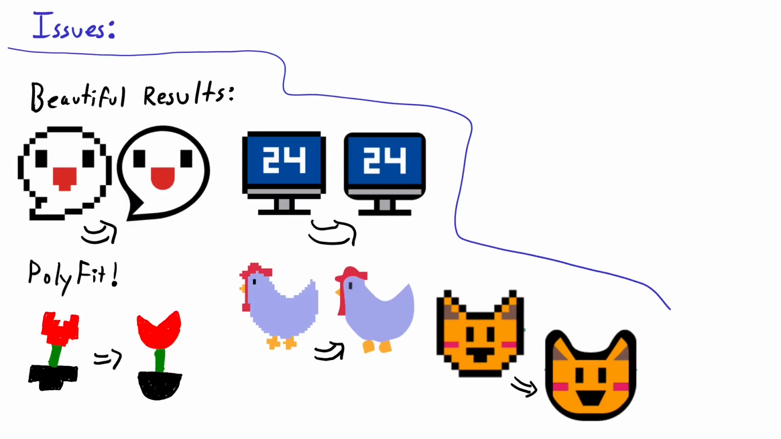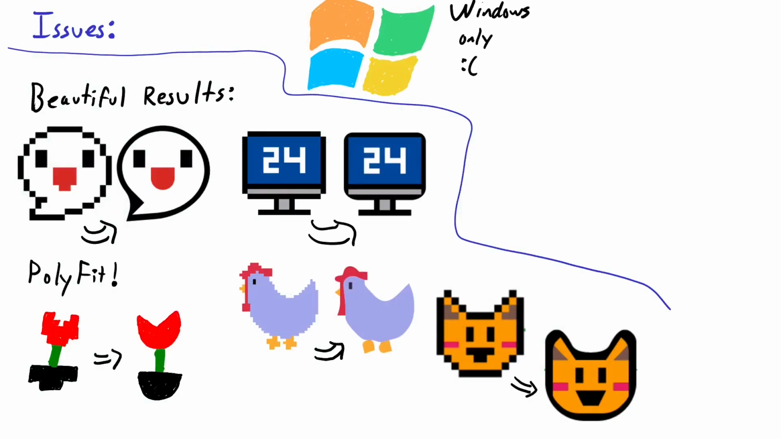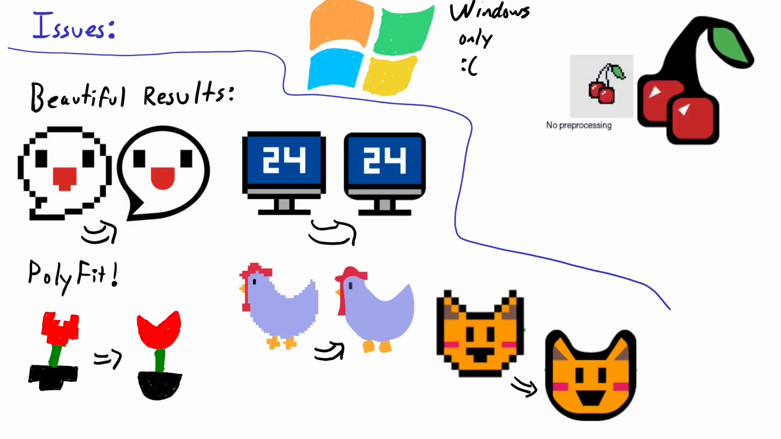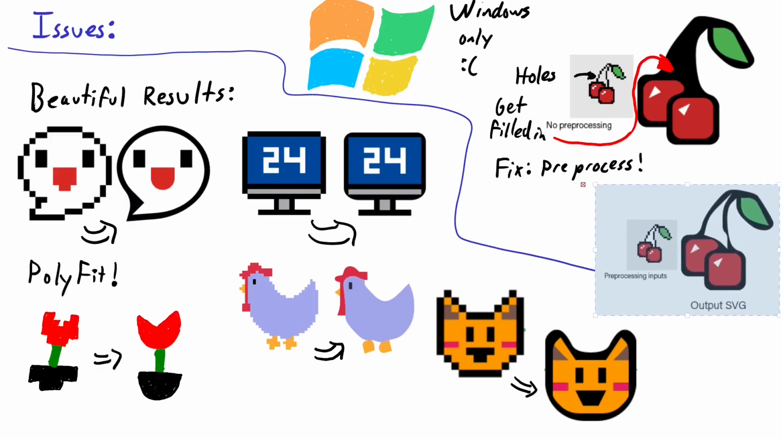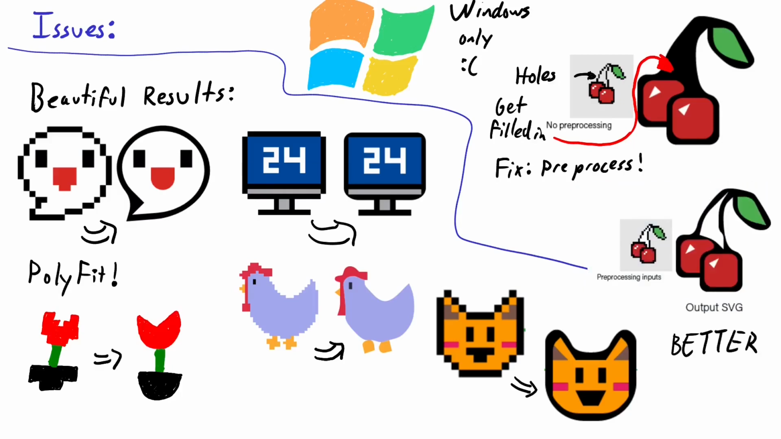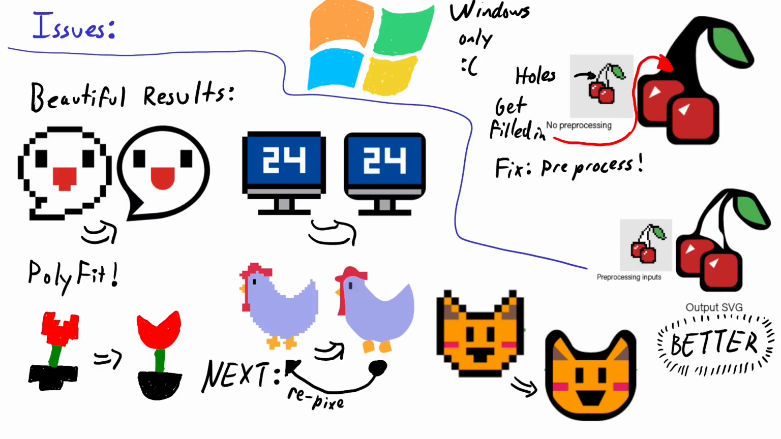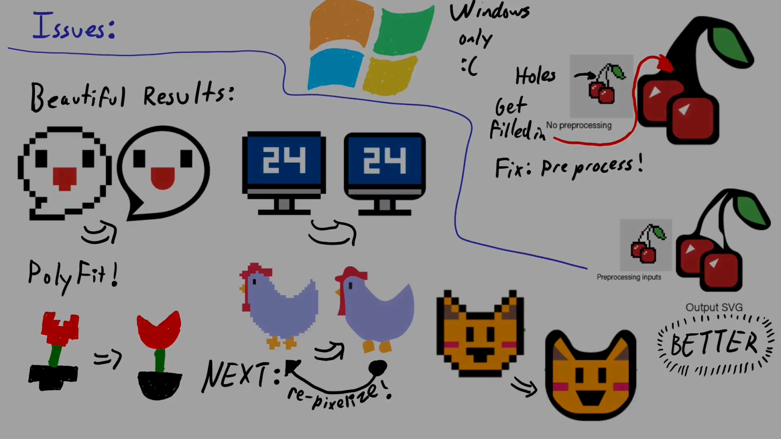Unfortunately, Polyfit has some drawbacks. As of now, it only runs on Windows and has issues with complicated images. Because of the way it forms polygons around regions, transparent holes get filled during the process. Our custom launcher script fills these holes, and then calls Polyfit on the patched image for a better result. Now, I'll pass it off to Ola for a discussion of repixelization.